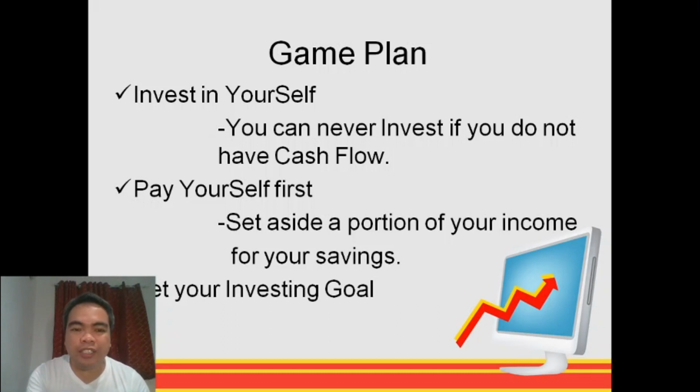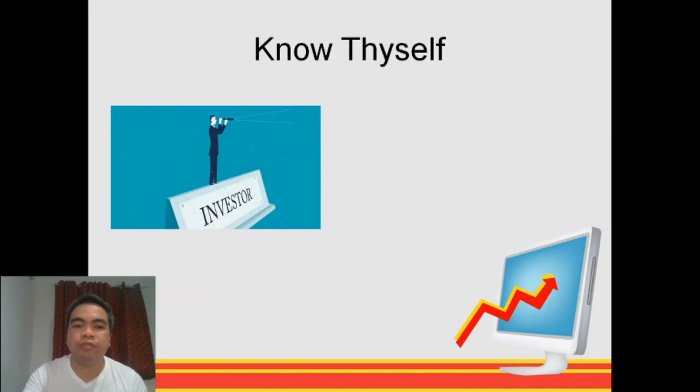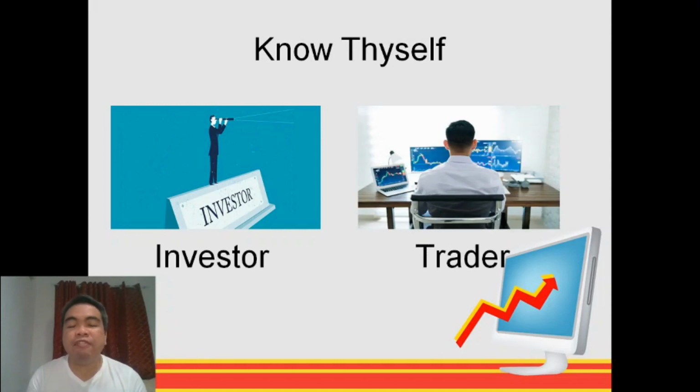The third one is, we need to set our investing goal. If interested talaga kayong mag-invest dito sa stock market, you need to identify yourself, your investing goal. Yan yung next nating pag-uusapan. If investor ka ba or trader?